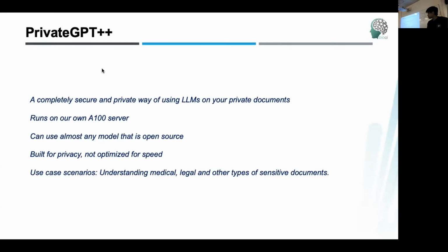So coming to private GPT++, it is a completely secure way of using LLMs on your private documents. It is run on our own A100 server, which is owned by UIT, and it can use almost any model that is open source. So none of your data is leaked to other companies and so on.